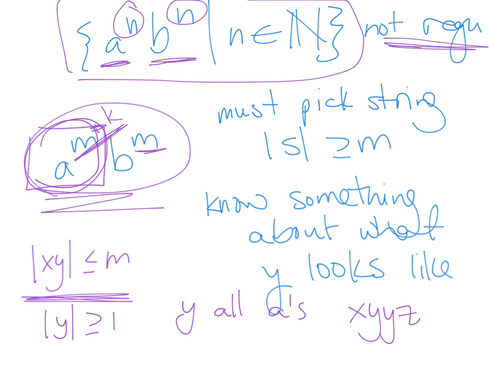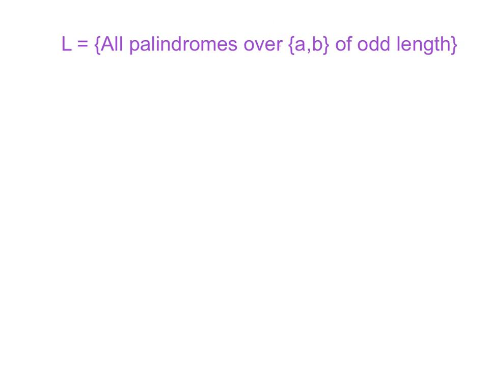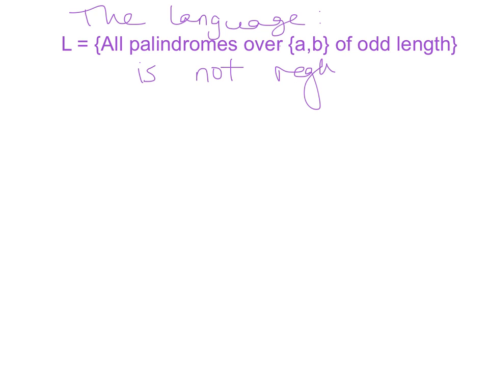Okay? So what I want to do in the rest of this video is just look at some other problems and talk about how to pick a good string so that your y messes things up. So let's consider this language. Let's show that this language, the set of all palindromes over the alphabet A, B of odd length, is not regular. So I want to prove that the language L equals this is not regular. Okay, I want to prove this.